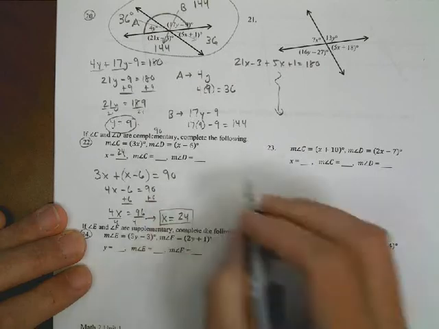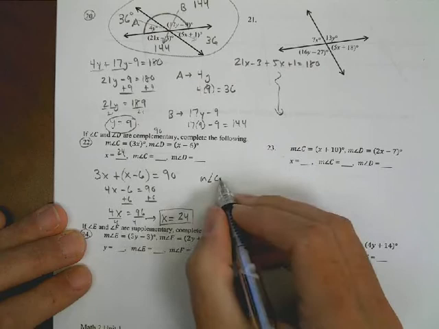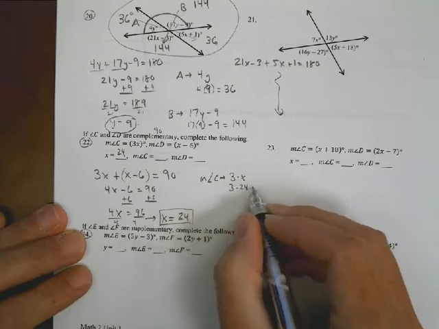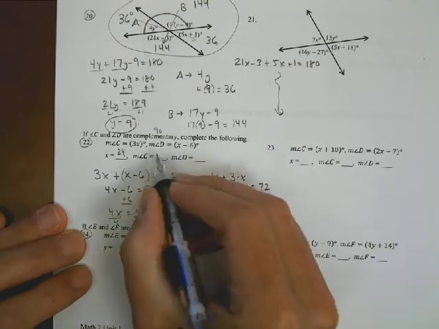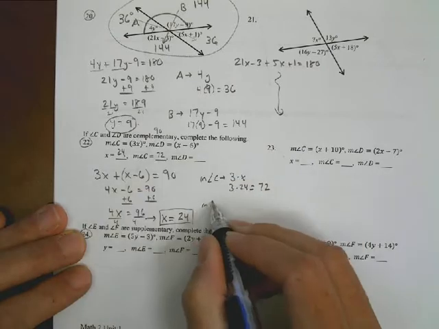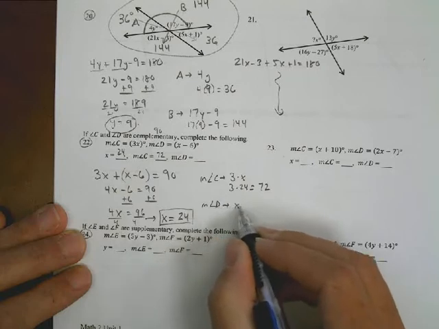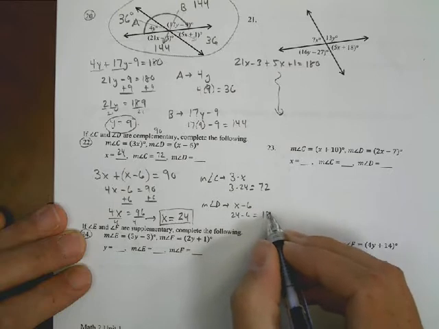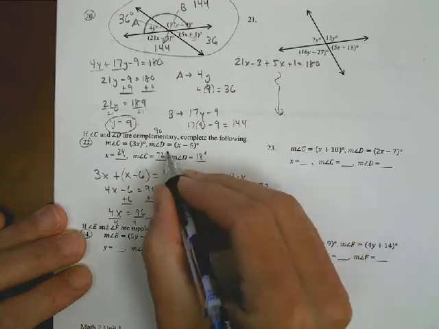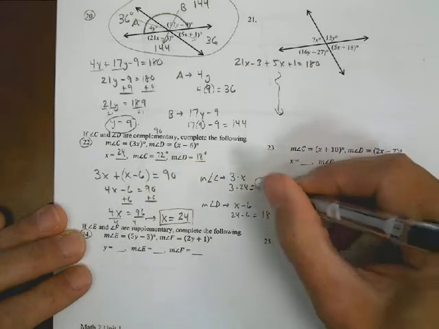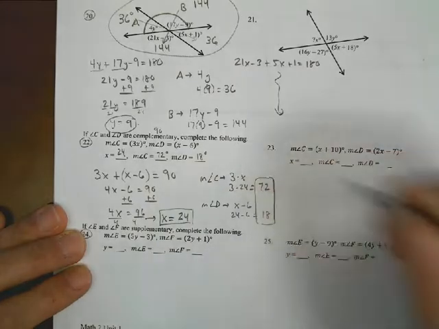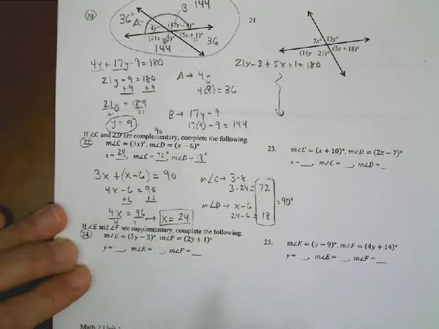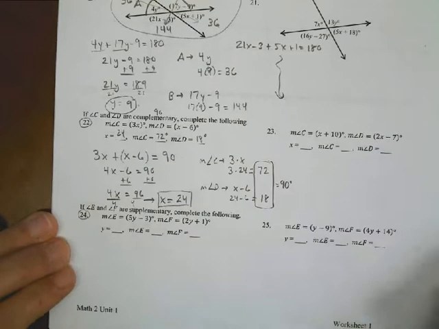And now I have to plug that value back into what I know. So the measurement of angle C, they said, was 3 times x, which is 3 times 24, which equals 72. And the measurement of angle D, we said, was x minus 6, so we'd have 24 minus 6, which equals 18 degrees. And for both those I could double check because it is complementary. 72 plus 18 should equal 90 degrees to stay complementary, which is what we said at the beginning, and it does. Okay?